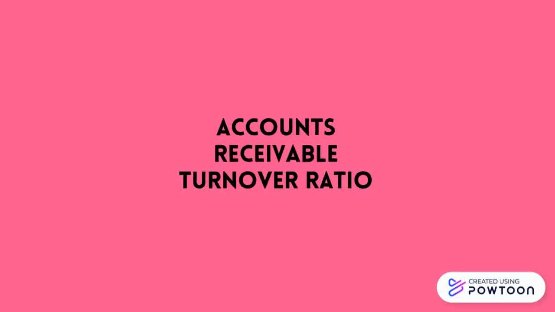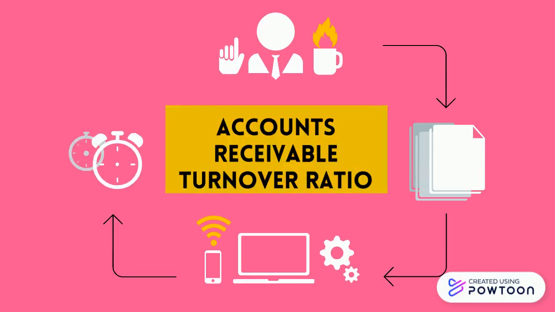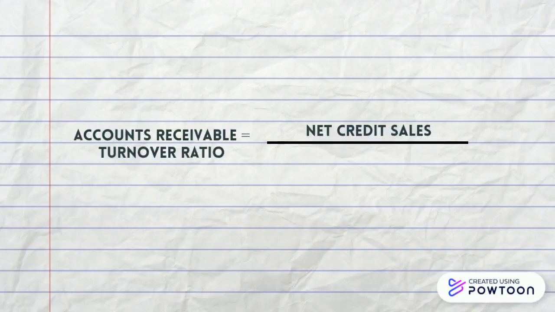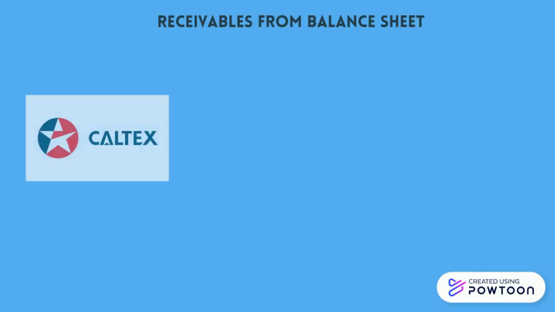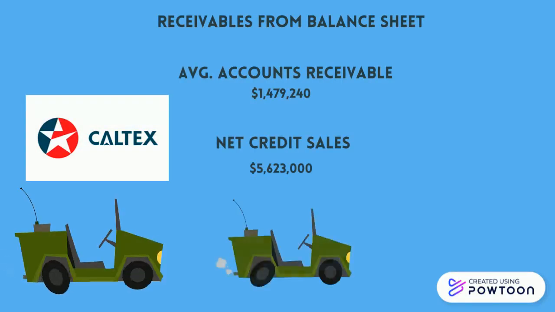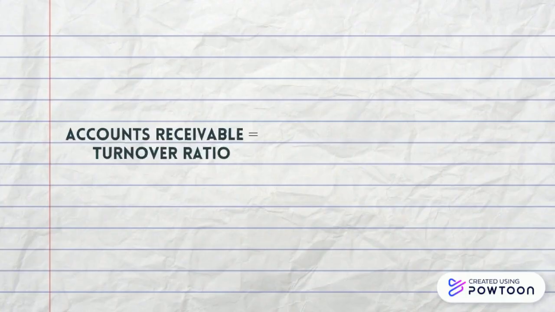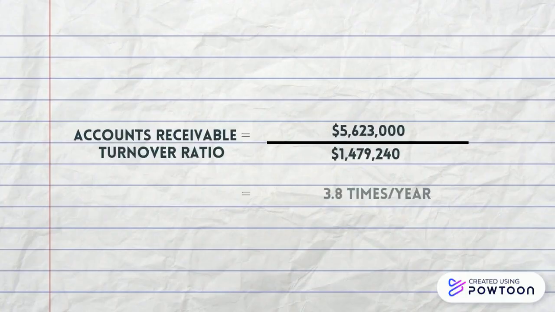Next, we look at the accounts receivable turnover ratio, which compares the receivables to credit sales, showing how many times a company will collect their accounts receivable. This figure is calculated by dividing net credit sales by average accounts receivable. Let's use Caltex, which have 1 million in accounts receivable and 5.6 million in net credit sales. Once we input these, we find Caltex on average collects their receivables 4 times per year.